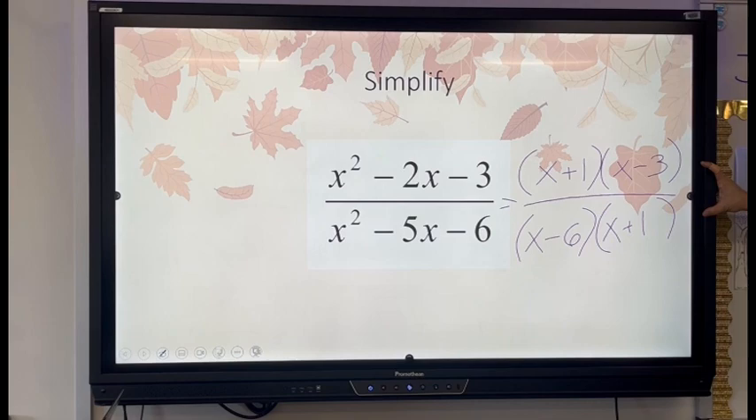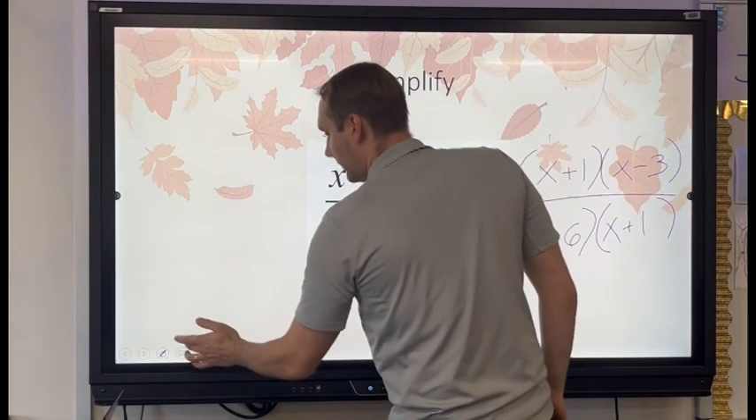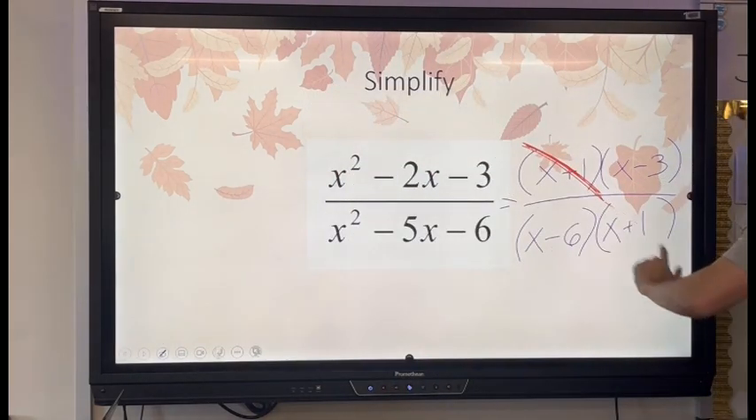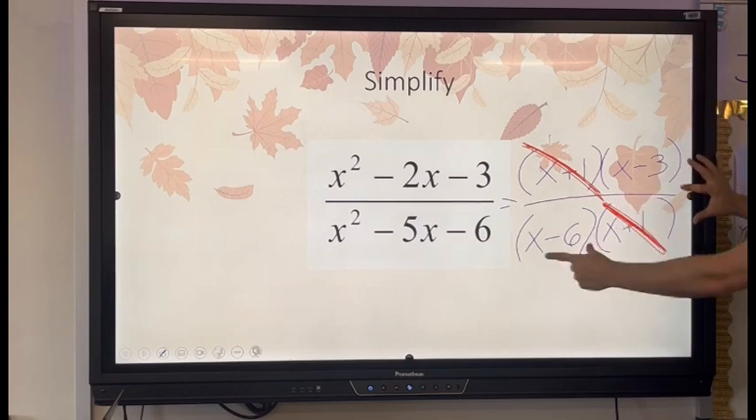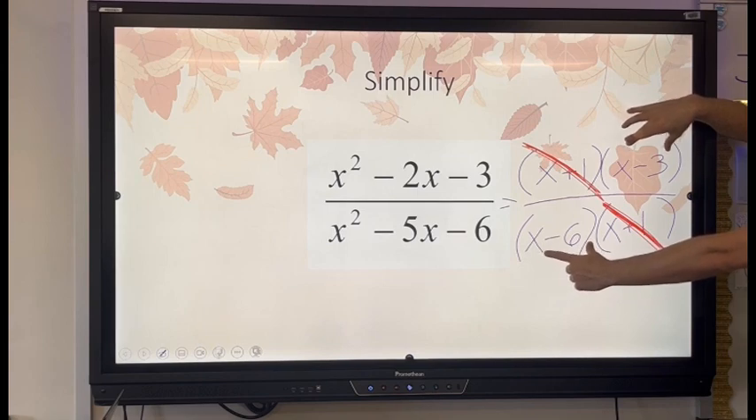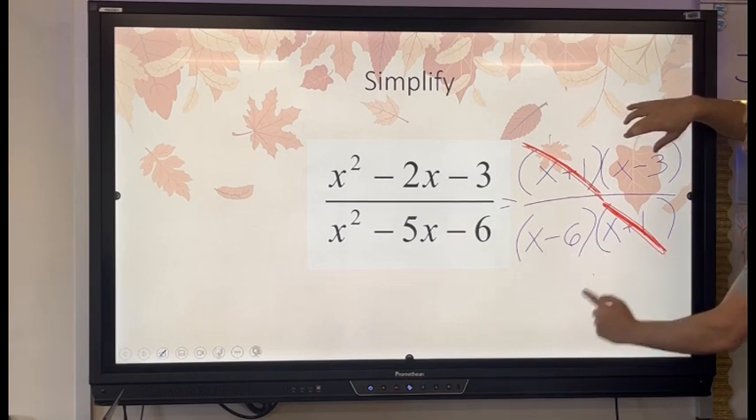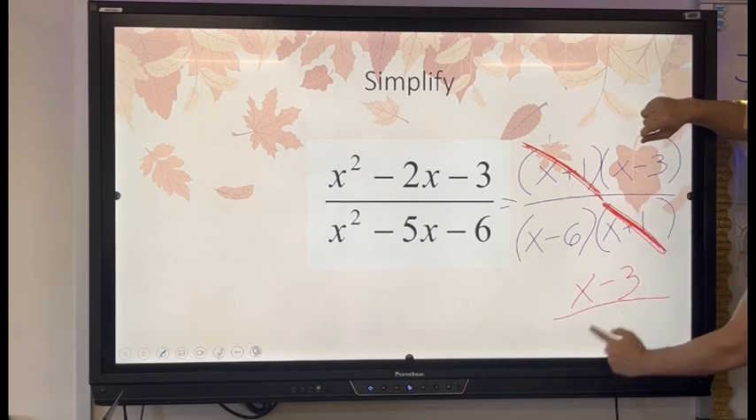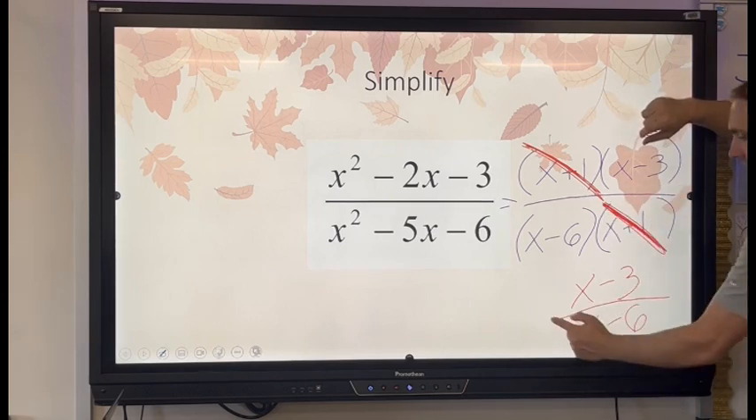Do I see anything that matches up? x plus 1. Can I cancel those? Yes, you can. As long as they are the exact same, you can cancel them out. That leaves me with x minus 3 on the top and x minus 6 on the bottom. Is there anything I could do with those? Nope, right? They're just stuck as their own little separate terms. So my simplified solution is x minus 3 on the top, x minus 6 on the bottom.